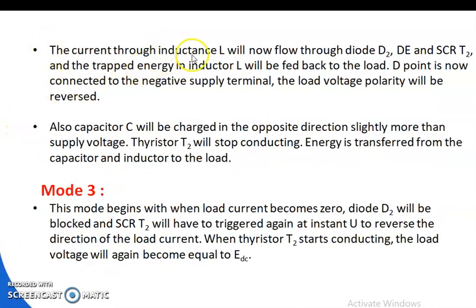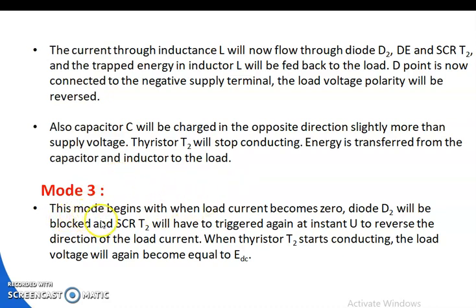The current through the inductance L will now flow through diode D2, DE and SCR T2, and the trapped energy in the inductor L will be fed back to the load. D point is now connected to the negative supply terminal. The load voltage polarity will be reversed. Also, capacitor C will be charged in the opposite direction slightly more than the supply voltage. Thyristor T2 will stop conducting. Energy is transferred from the capacitor and inductor to the load.